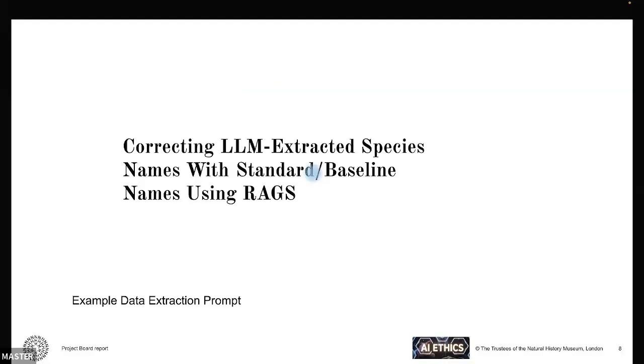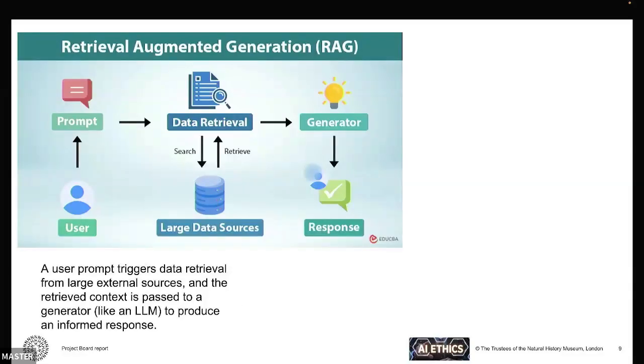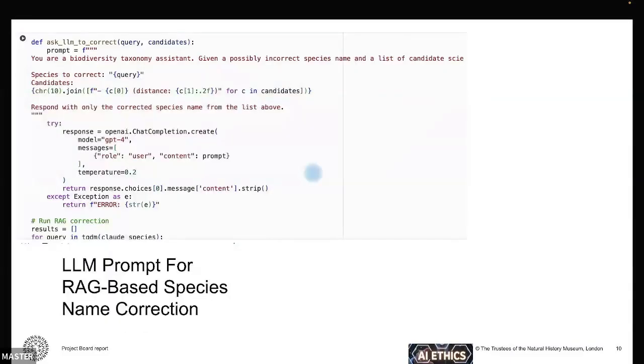The next part of my project focused on correcting the LLM extracted species names using RAGs. RAG stands for Retrieval Augmented Generation. A user prompt triggers data retrieval from large external sources, for example GBIF, and the retrieved context is passed to a generator to produce an informed response.